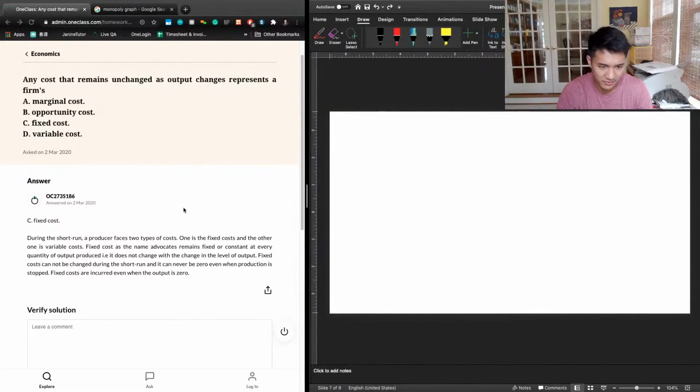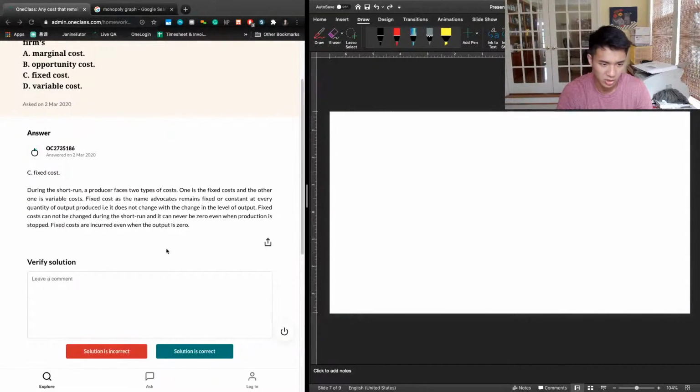Fixed cost, as the name suggests, remains fixed or constant at every quantity of output produced, i.e. it does not change with the change in the level of output. Fixed costs cannot be changed during the short run. It can never be zero even when production is stopped. Fixed costs are incurred even when output is zero.